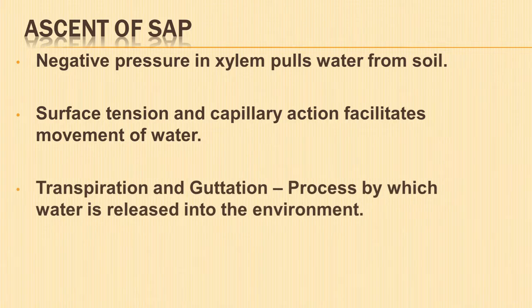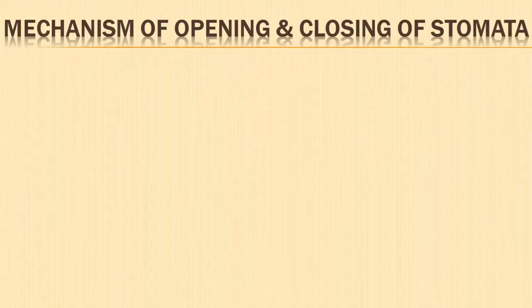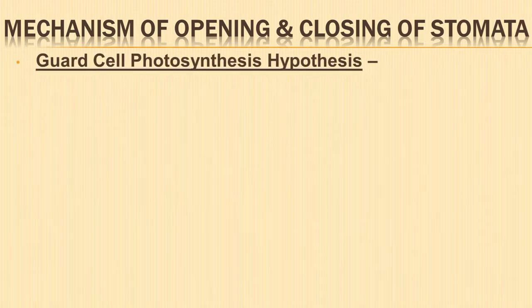Transpiration and guttation are the two physiological events in plants by which they release water to the atmosphere. Next, we shall learn about the mechanism of opening and closing of stomata. Various theories have been put forward to explain this mechanism.